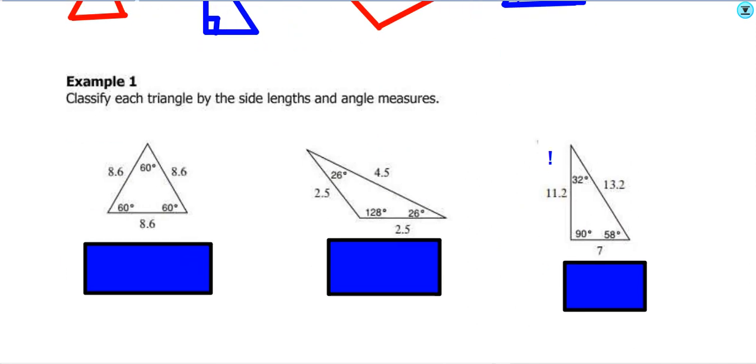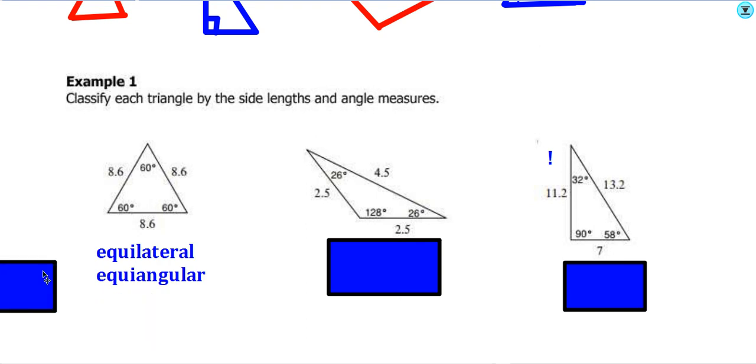Now, I want you to take a look at these three triangles that we have here and see if you can classify them by their side lengths and angle measurements. For this first one, you may have noticed that we have three 60-degree angles. All of these are the same, so it's equiangular. We also have three sides that are all the same. They're all 8.6 in length. That means that this is an equilateral and equiangular triangle.